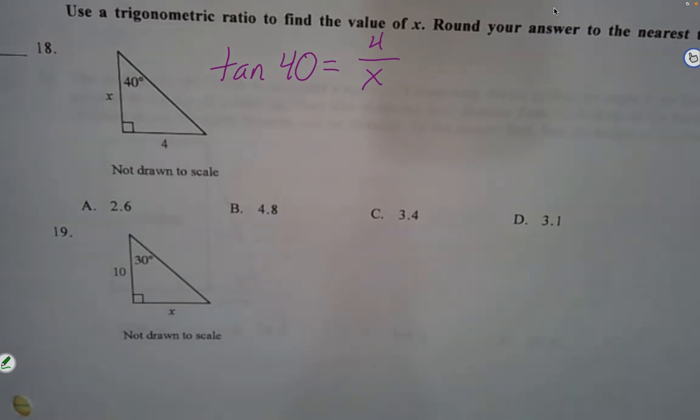You just switch it. So we get x equals 4 divided by tangent of 40. I would just type it in my calculator. 4.8, so y'all get B. Do we understand? Yes? Okay.